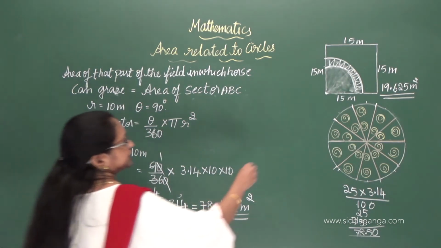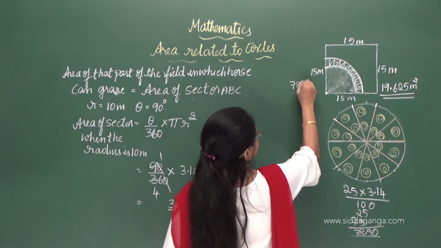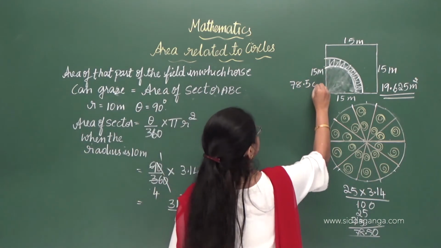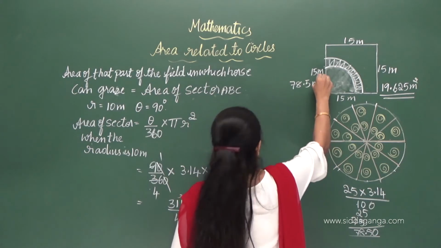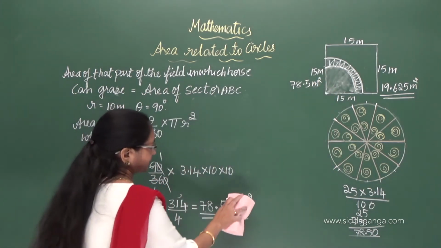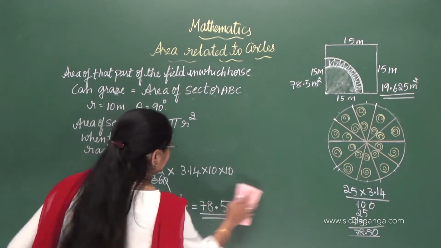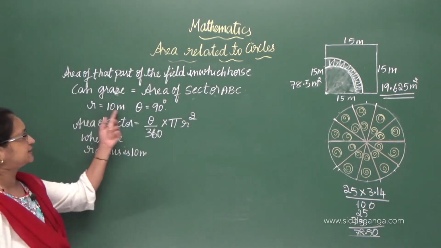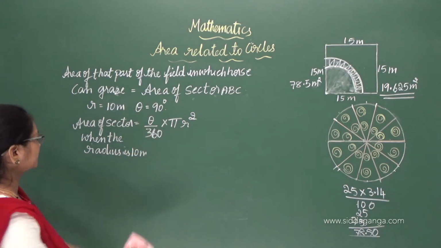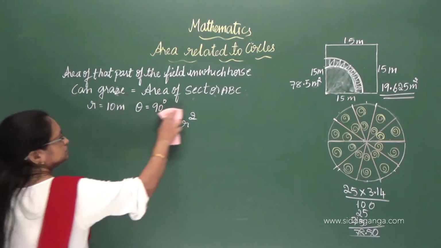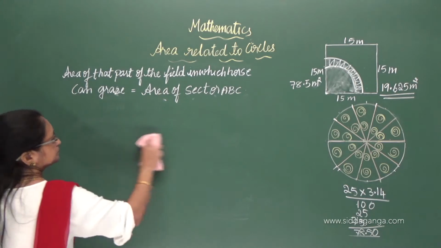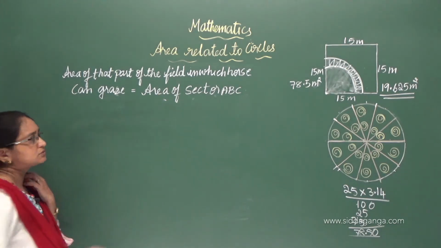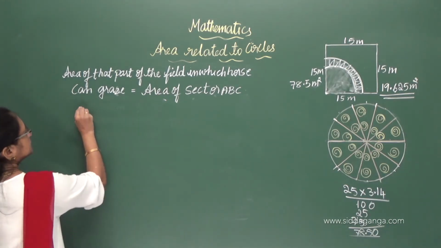78.5 meter square. Sorry, here it should be meter square, not centimeter square. Okay, meter square. Please note it is meter square since radius is in meters. Now then let us write the last statement.